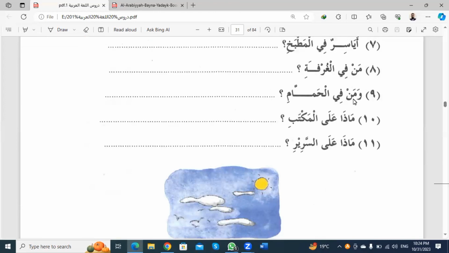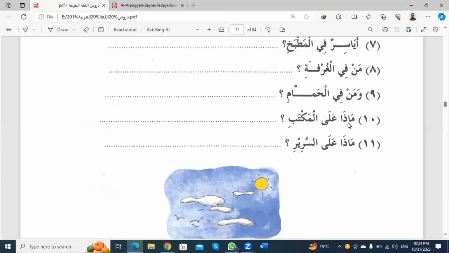So this one is wa, means and. And who is in the washroom? So wa man fil hammami. Wa means and. Man fil hammami. Who is in the washroom? So you can say Hamid, name of anyone. So he is in the washroom. So Hamidun fil hammami.